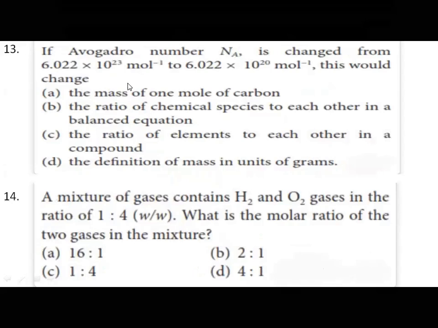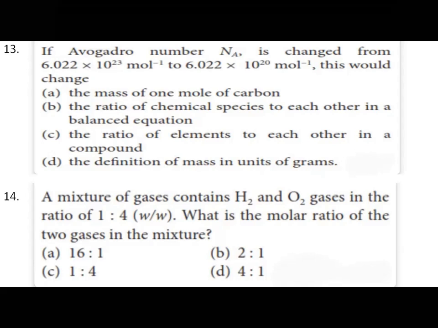Next question. If Avogadro number Na is changed from 6.022 into 10 raised to 23 per mole to 6.022 into 10 raised to 20 per mole, this would change what? Very beautiful question they have asked. If you change the Avogadro number to this, what will happen? Whenever we have spoken about the mole concept, we have considered the isotope of carbon.